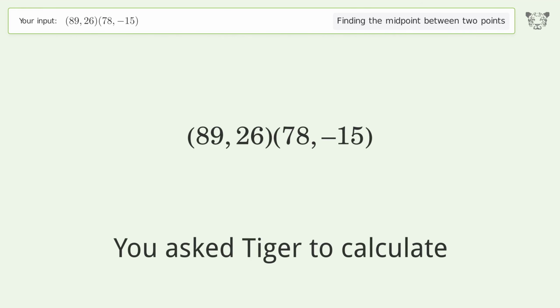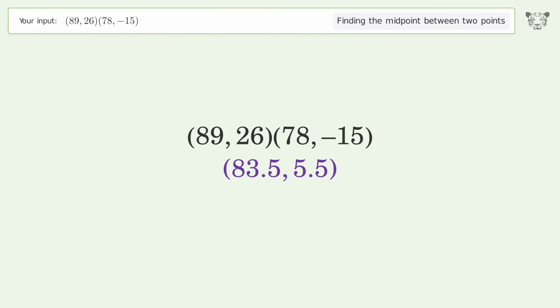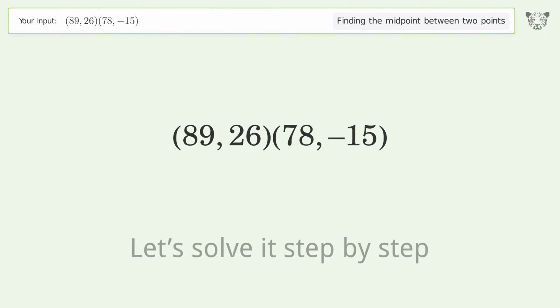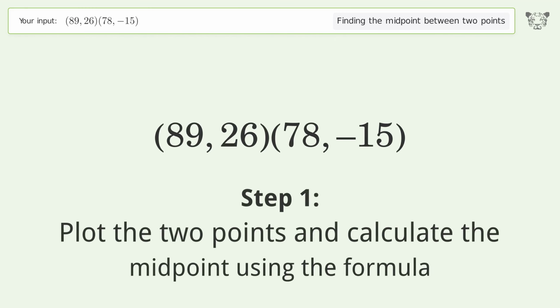You ask Tiger to calculate. This deals with finding the midpoint between 2 points. The midpoint between the 2 points is 83.5, 5.5. Let's solve it step by step. Plot the 2 points and calculate the midpoint using the formula.